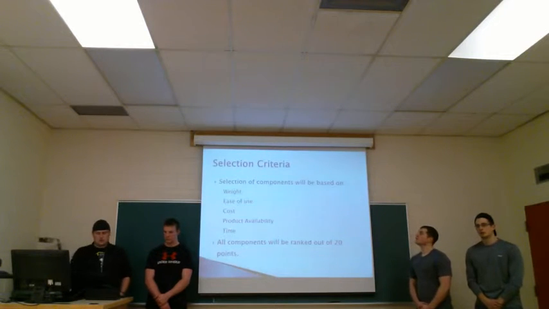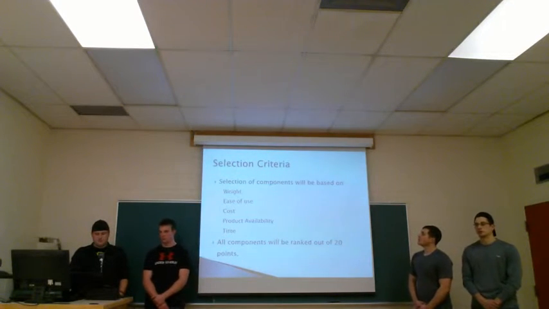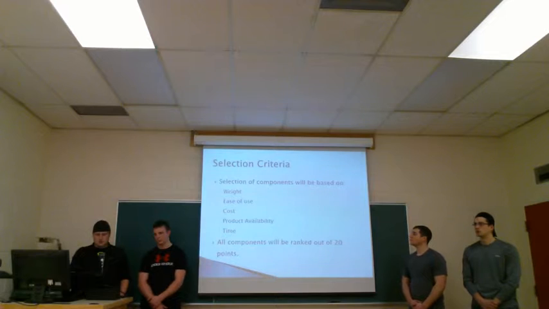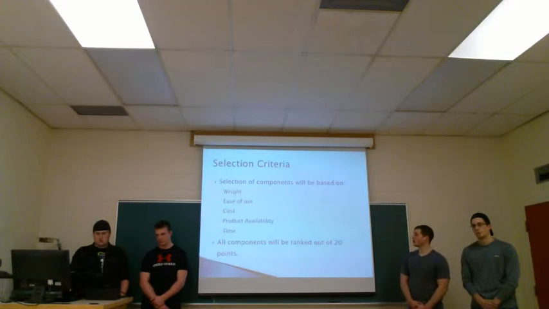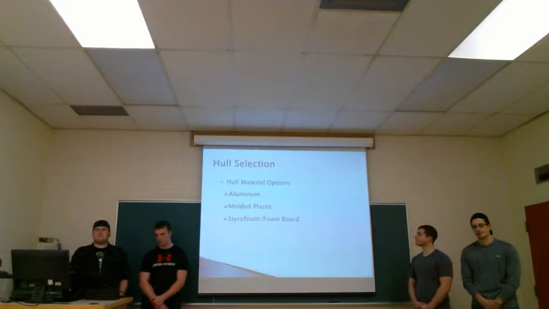Alright, so right now we'll move on to our selection criteria. When it came to the selection of our components, we based it on 5 different items: our weight, our ease of use, our costs, our product availability, and our time. And all components, when it comes to our design matrices, are going to be ranked out of 20 points.